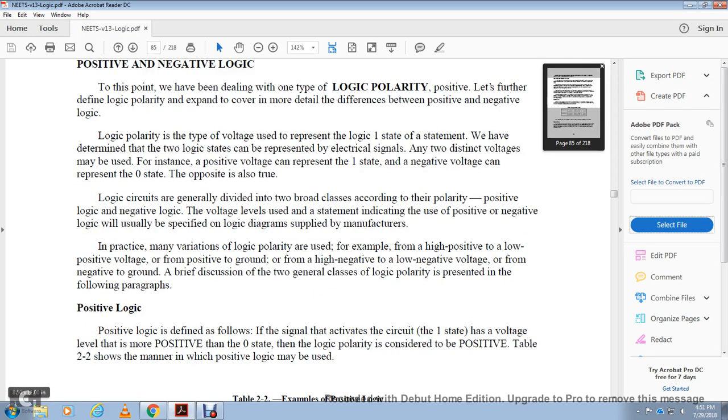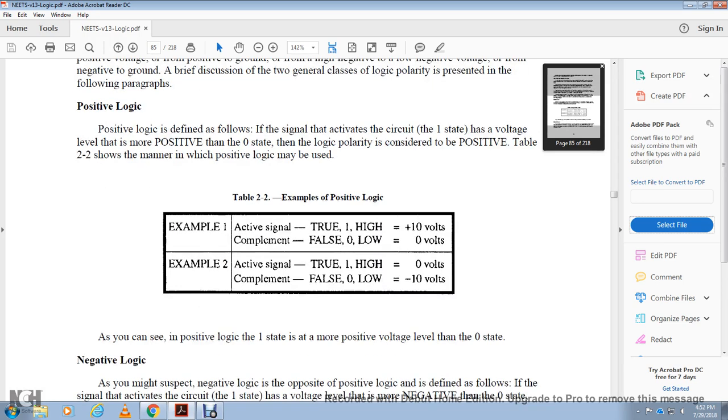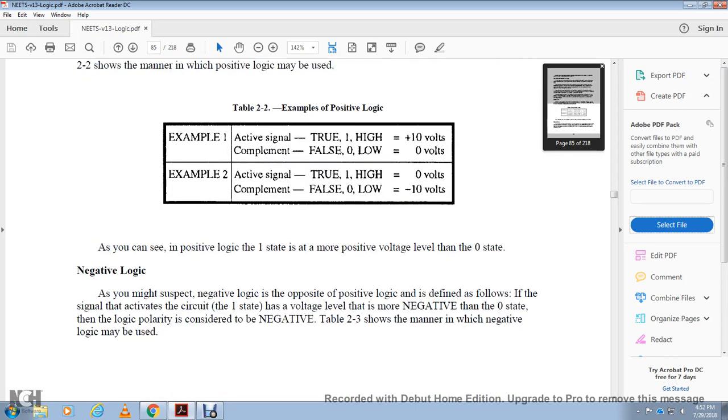Positive logic is defined as follows: if the signal is active, the circuit is in the 1 state, and the voltage level is more positive than the 0 state, then the logic polarity is considered to be positive. Table 2 shows the manner in which positive logic may be used. Example 1: active signal, true, 1, high, 10 volts. Complement, false, 0, low, 0 volts. Active signal, true, 1, high, 0 volts. Complement, false, 0, low, negative 10 volts. As you can see, in positive logic the 1 state is at a more positive voltage level than the 0 state.